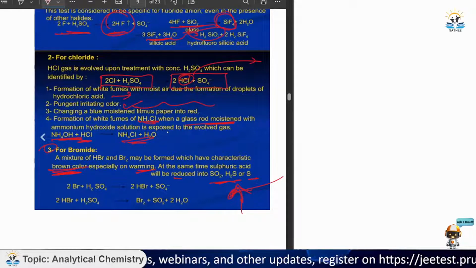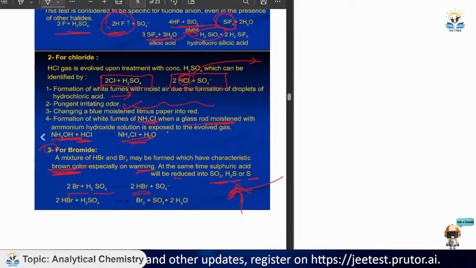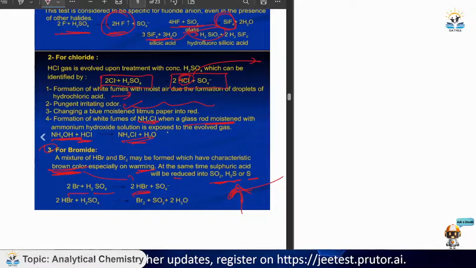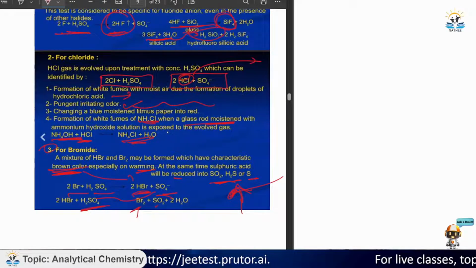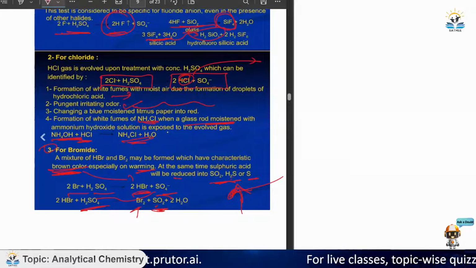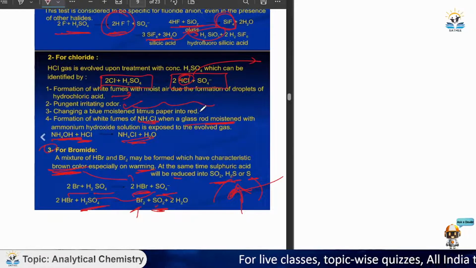Now, this is the chemical reaction: bromide plus concentrated H2SO4 giving 2 times HBr, and Br2 gas will be released, which is that brown color. Now, the sulfate will be reduced to SO2, then H2O, and some byproducts H2S and sulfur will be formed. So you can check like that.